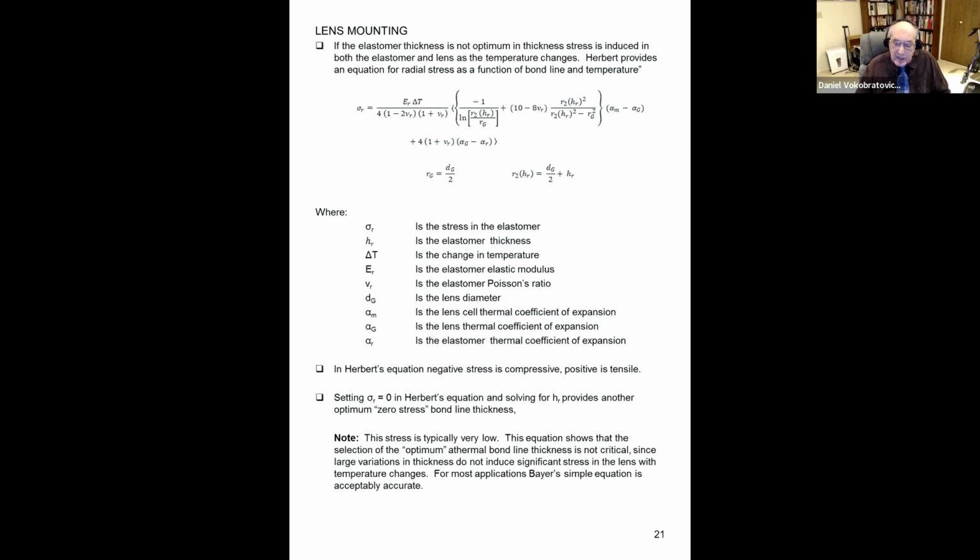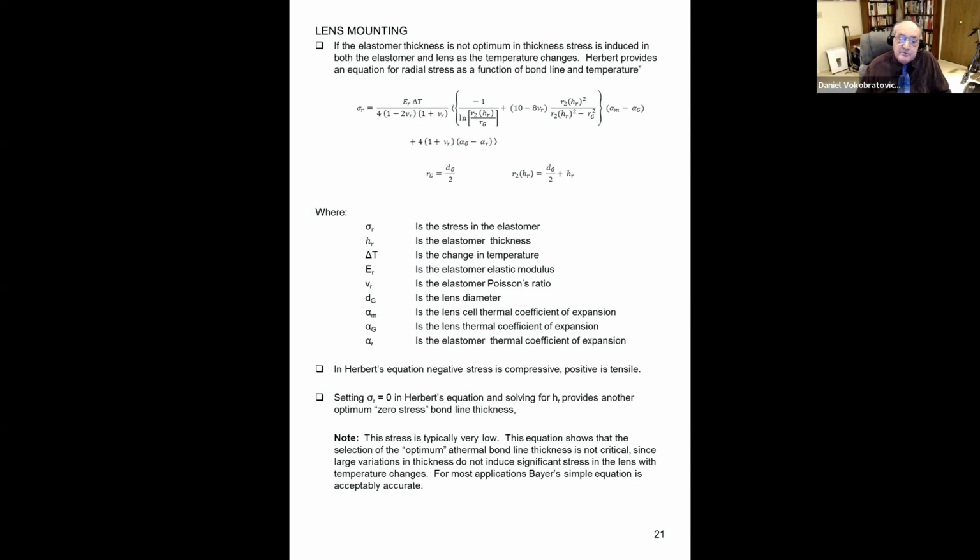Now, one of the questions I always ask whenever somebody gives a paper on a better approach for designing an athermal bond line is, excuse me, we've been using Bayer's basic methodology for 40 years with really good success. So if you're going to propose a more complex methodology, please explain to me why Bayer's simple equation works so well. This usually upsets people at technical meetings, but it's a very valid thing to ask. Bayer's simple equation works quite well.